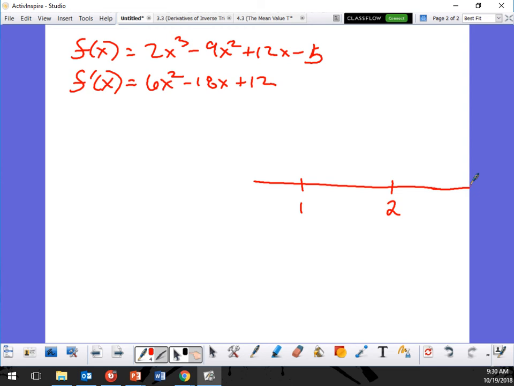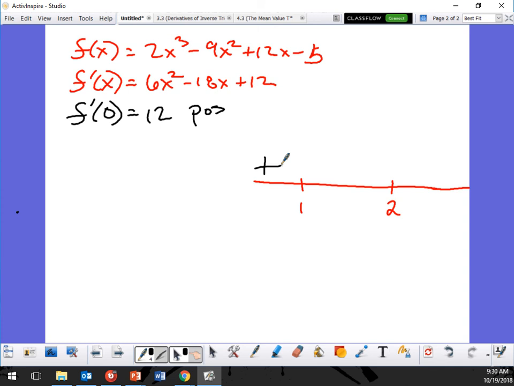So let's plug in the number 0. So let's take a look. Let's say f prime of 0 would be what? It's going to be positive, right? So it'd give me 12. So that is positive. So everything on the left-hand side of this is going to be positive, right? Yeah. So let's go back to that kicking the football theorem.